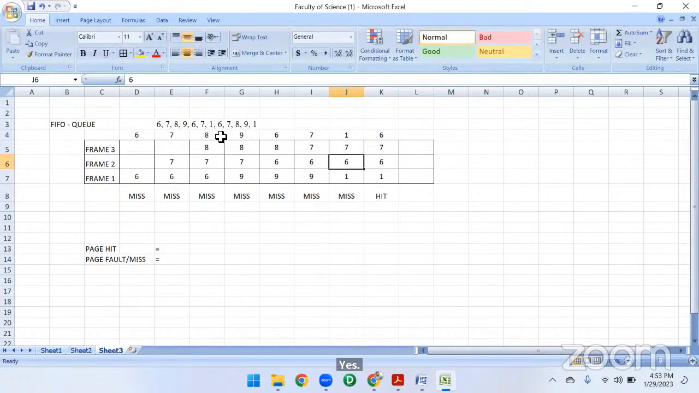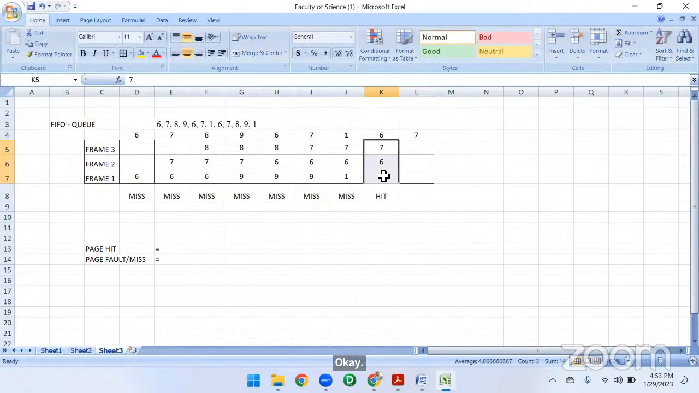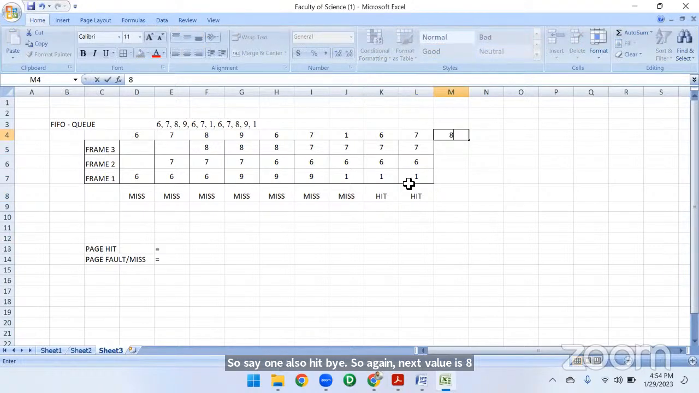So next one is 7. When we get the 7, it will check with the memory first. 7 is also available, so it will be placed in the same way. So 7 also is a hit. Right. Again, the next value is 8. So 8 has come now, and 8 is a miss.